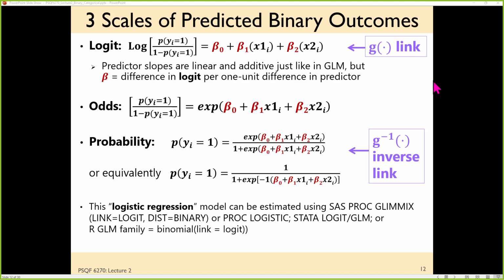So in generalized linear models, the hardest part of this is figuring out what y is, because y can be 3 different things. It can be logits, it can be odds, or it can be probability.